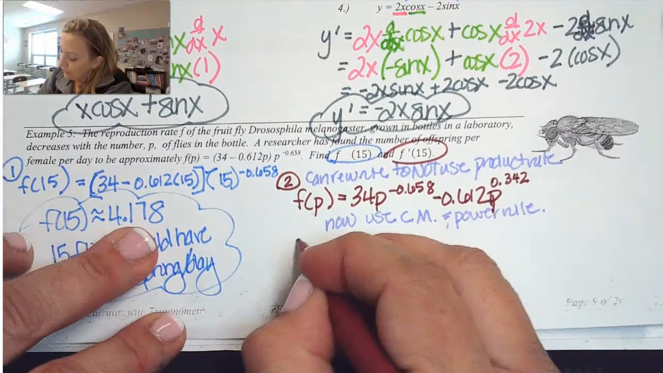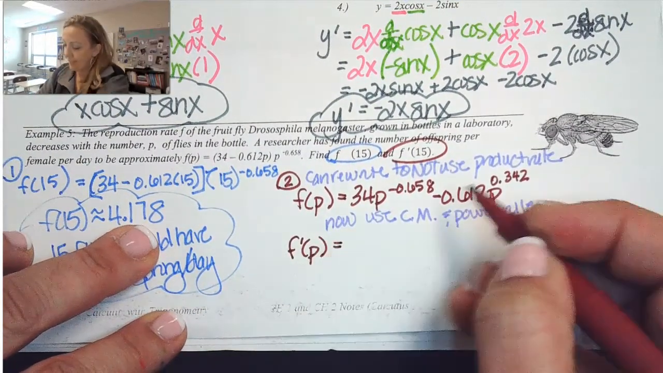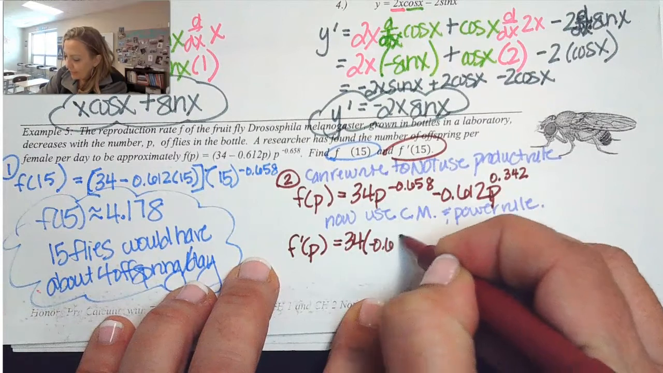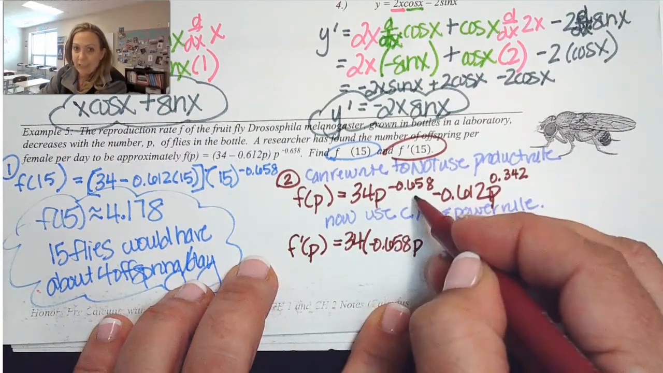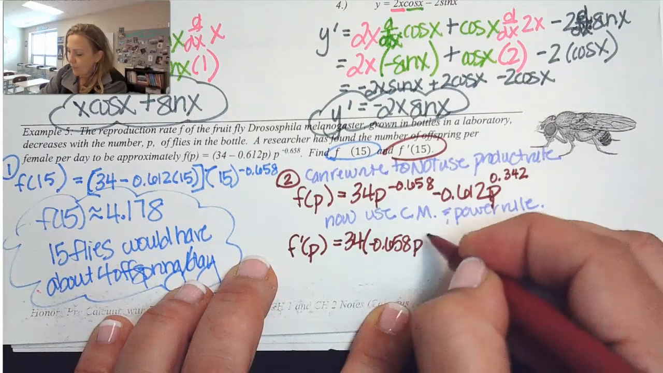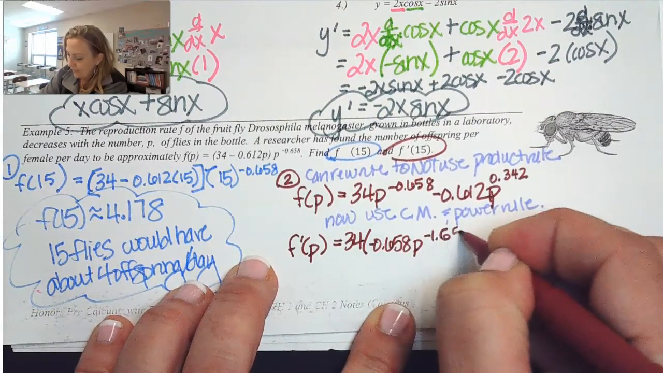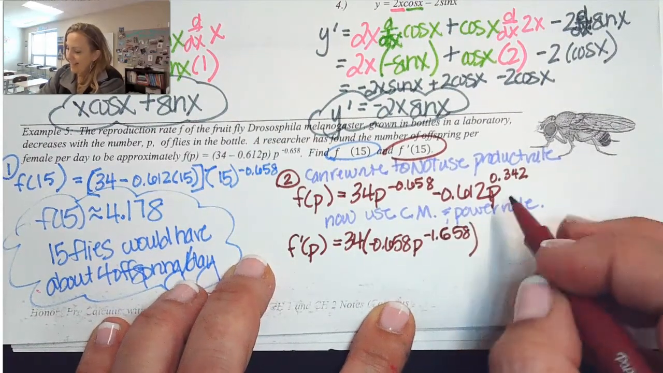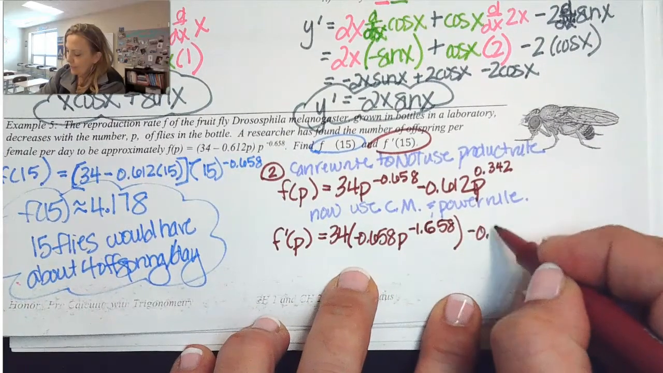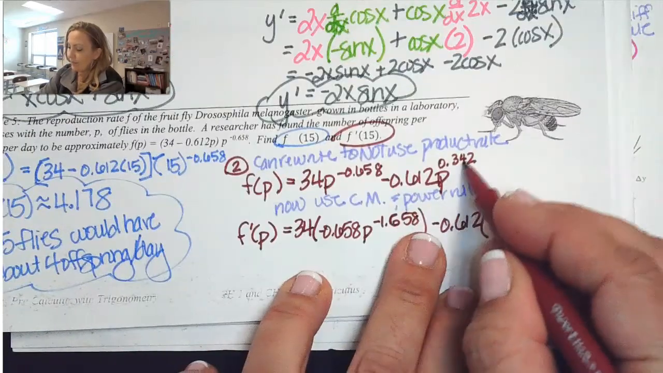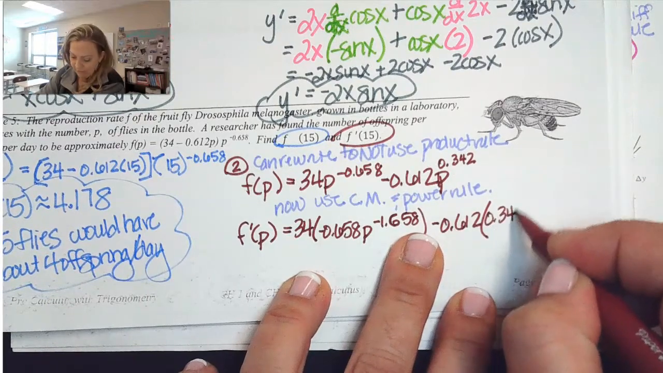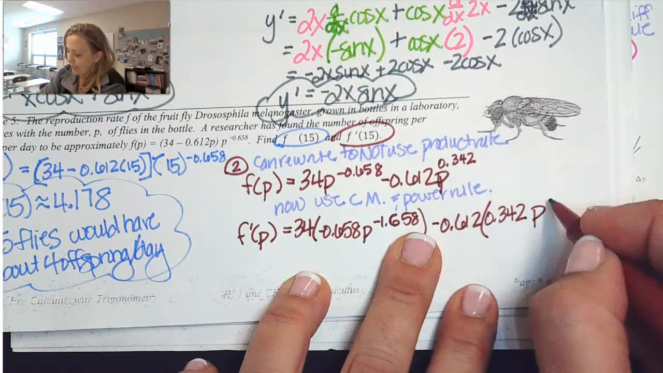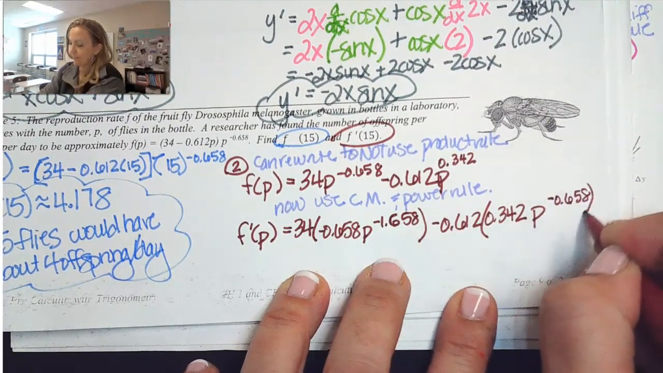So that means that if I want the derivative f prime of p, that's going to be 34 times negative 0.658 times p to negative 0.658 minus 1. So that's negative 0.658. And then I have minus 0.612. And now I'll use the power rule here, times 0.342 times p to 0.342 minus 1. So that's going to be negative 0.658.